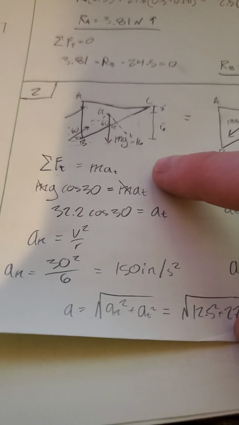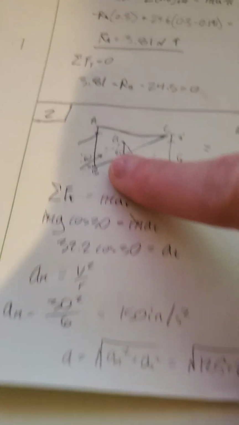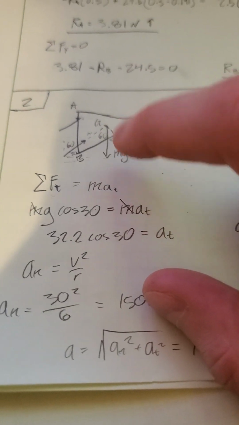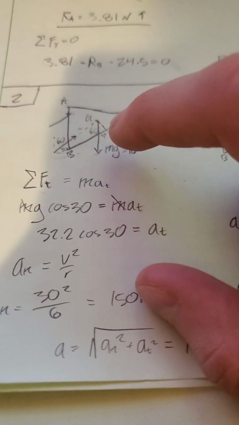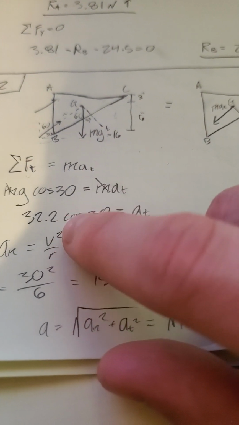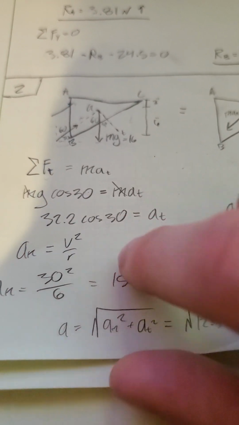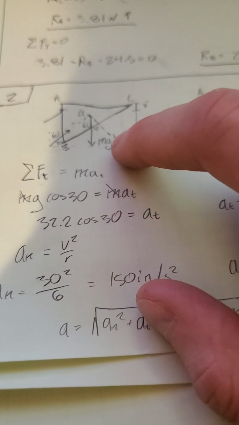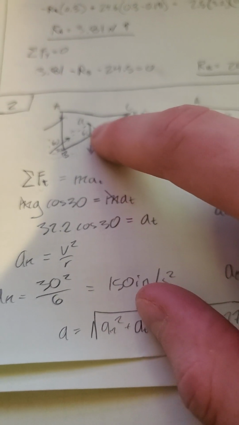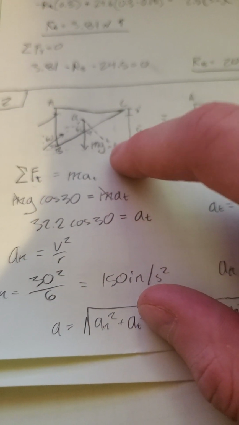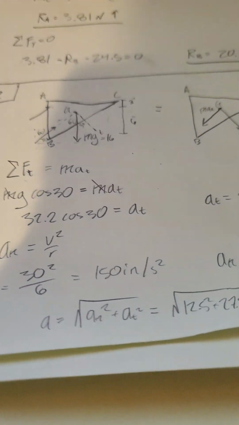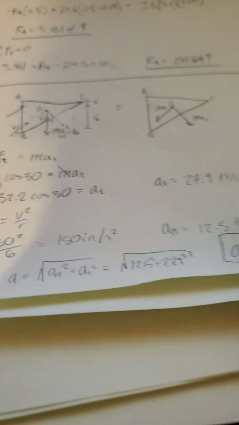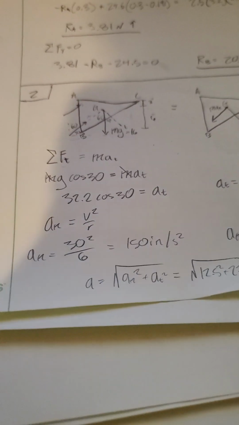So for the tangential direction, we just have the weight vector split into the tangential components. So the mass times gravity, the tangential component of that, which is the cosine 30, because we just want this side here in the tangential direction, is going to equal the mass times the acceleration in the tangential. So the mass will actually just cancel out, and you can solve for the tangential acceleration pretty easily.